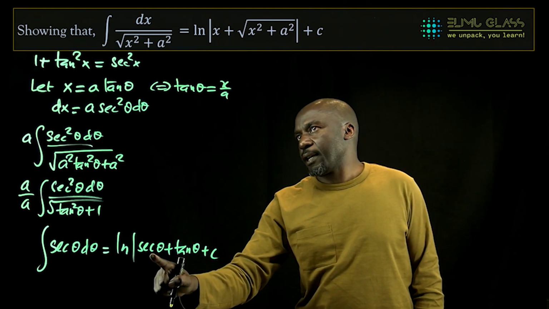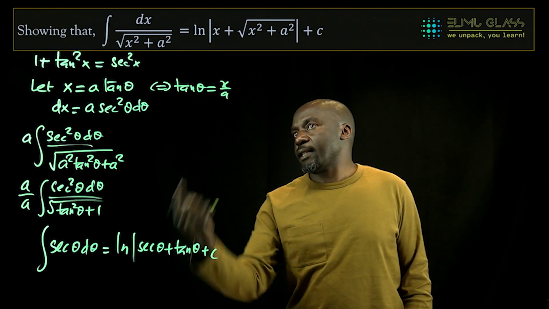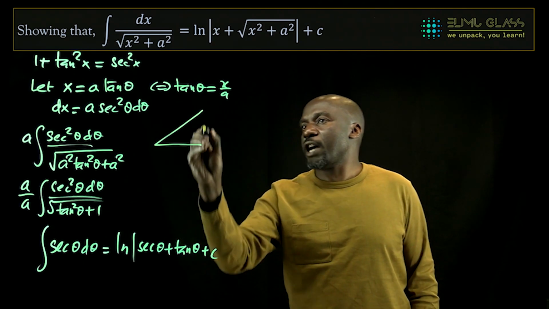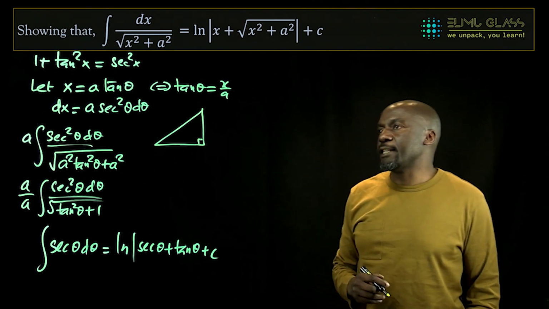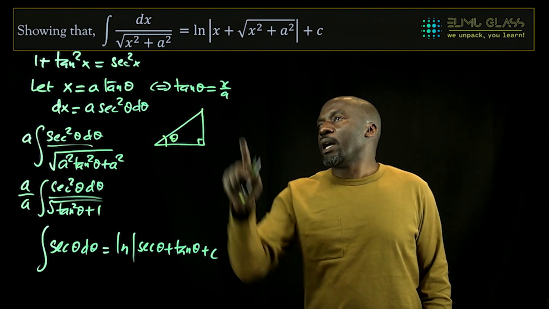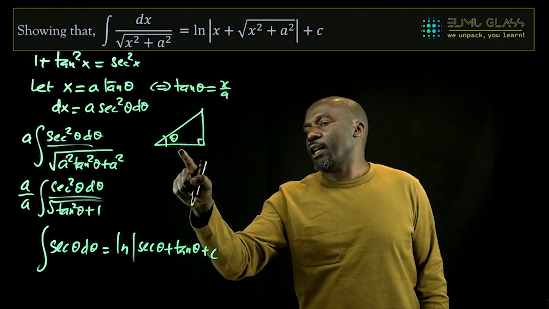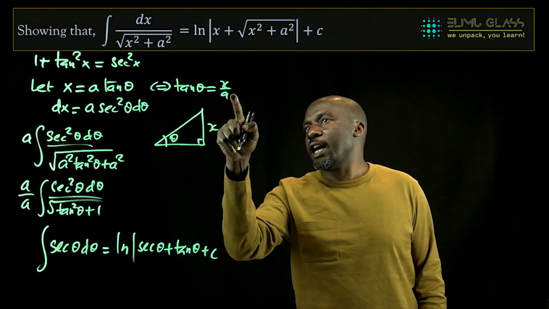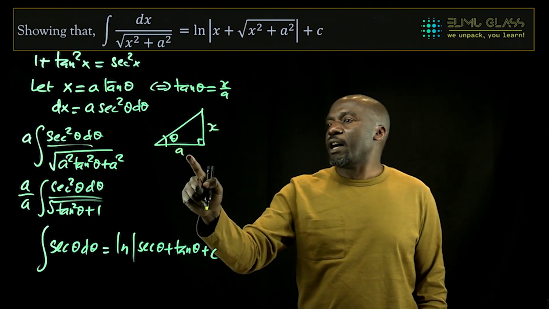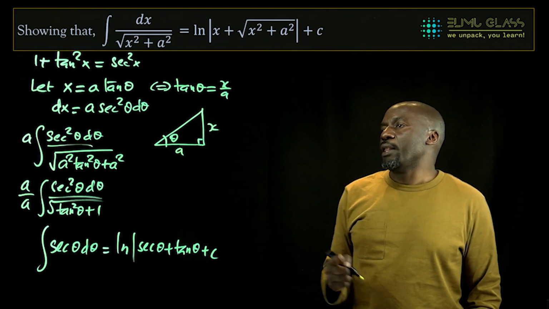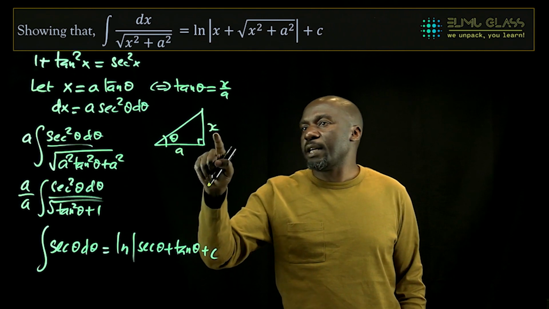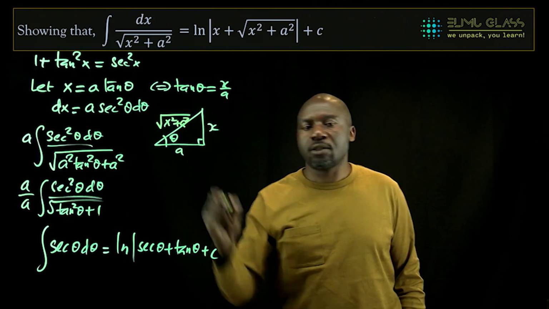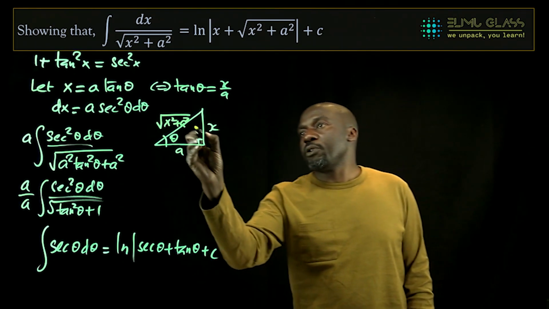However, what about sec? To find the expression for sec of theta in terms of x, we draw a right angle triangle and think about the basic trig identity. If this angle here is theta, then tan of theta is opposite over adjacent. So x over a would suggest that x is my opposite and a is my adjacent. And if I have these two, then I can also find the hypotenuse. The hypotenuse becomes the square root of a squared plus x squared. So I can write the hypotenuse there as the square root of x squared plus a squared. I hope you can see it clearly.